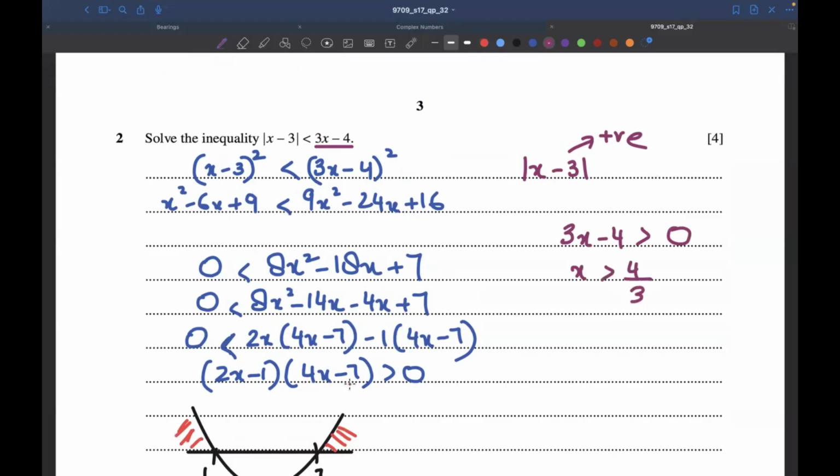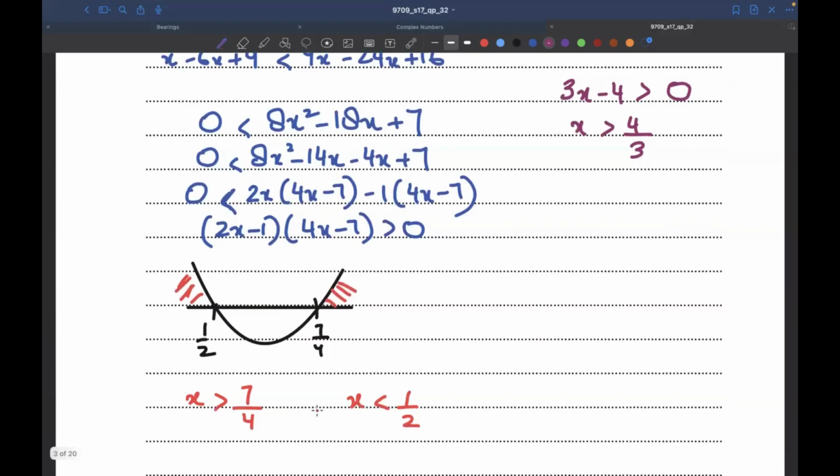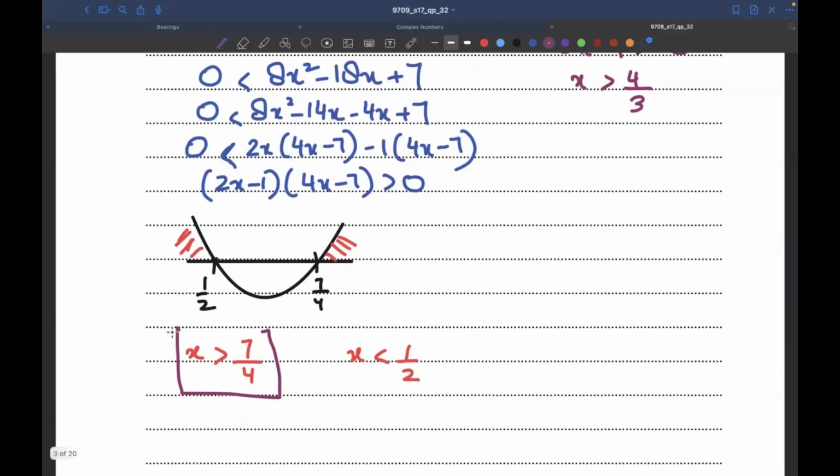4 upon 3. Now, as x less than 1 upon 2 does not lie in this domain, our only answer in this case should be x is greater than 7 upon 4.